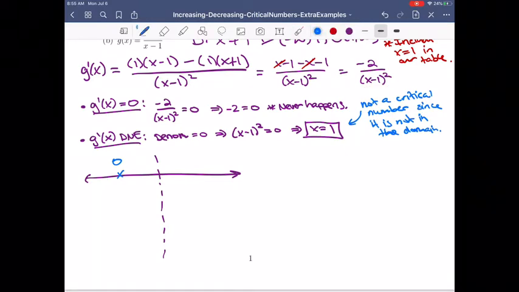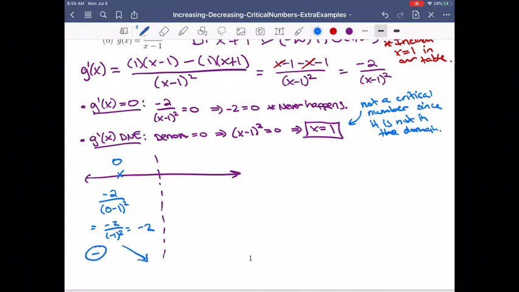We'll plug in 0. Negative 2 over 0 minus 1 squared. So that's negative 2 over negative 1 squared. Negative 1 squared is 1, so we get negative 2. So this is negative, which means decreasing. If I plug in 2, I have negative 2 over 2 minus 1 squared. That's also negative 2. So it's negative, so it's decreasing.